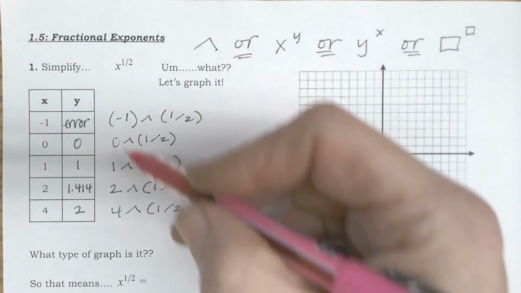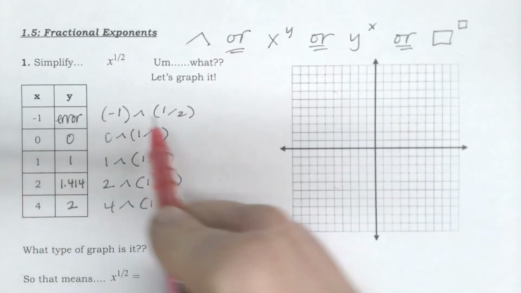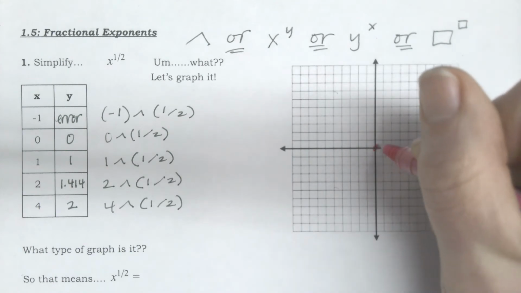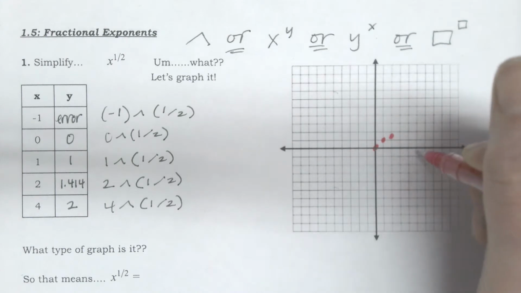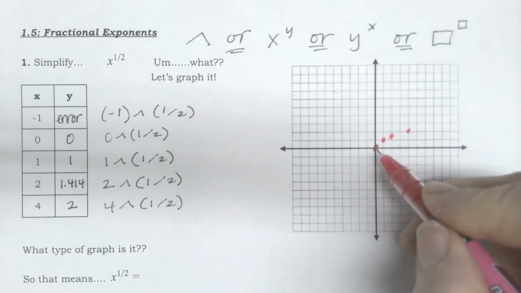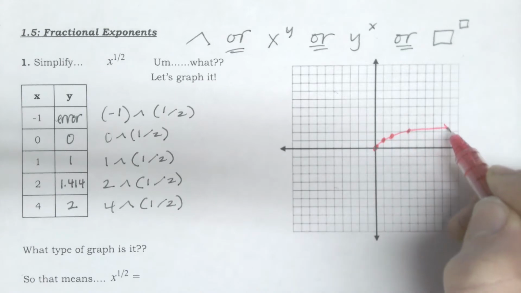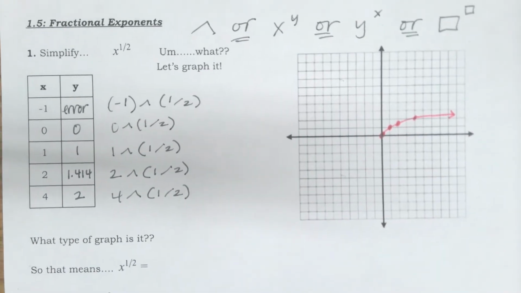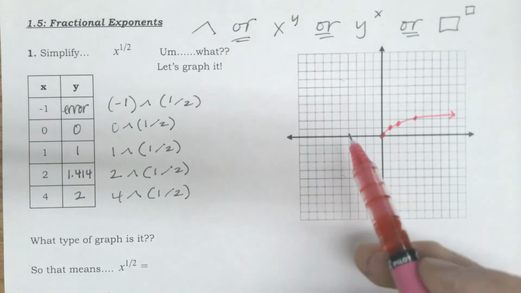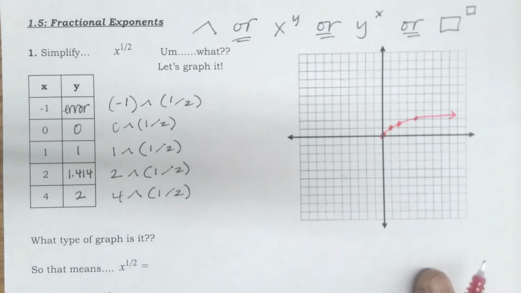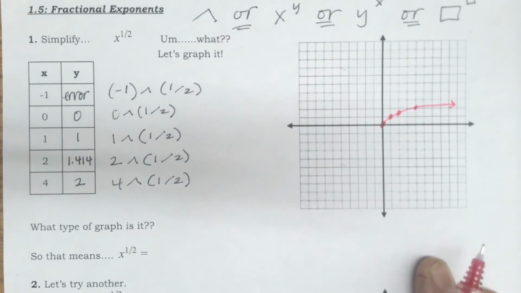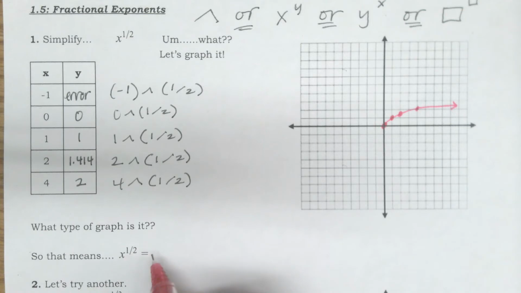So I want to take those values. You can fill in your table. I want to take those values and convert those into points on a graph. 0, 0, 1, 1, 2, 1.4, and 4, 2, and I'll connect those points, and I'm hoping this looks familiar to you. In your notes we had a section where we went over the function families, and this graph looks a lot like the square root function. And so that means to me that x to the 1/2 is the same as the square root of x.